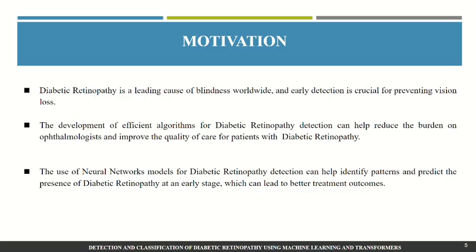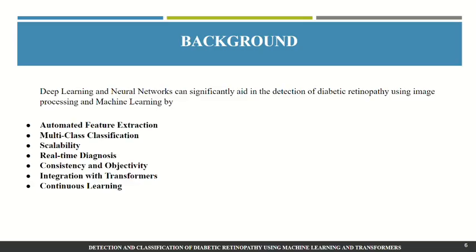The motivation behind our work is that diabetic retinopathy is the leading cause of blindness worldwide, and early detection is crucial for preventing vision loss. The development of an efficient algorithm for diabetic retinopathy will help reduce the burden on ophthalmologists, and the use of neural network models for detection can help identify patterns and predict the presence of diabetic retinopathy at an early age, which can lead to better treatment outcomes.